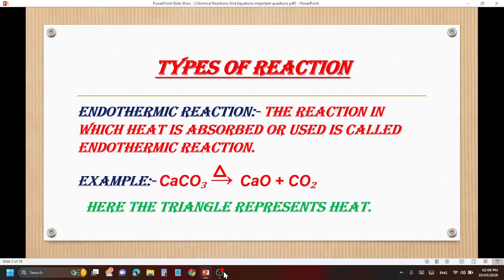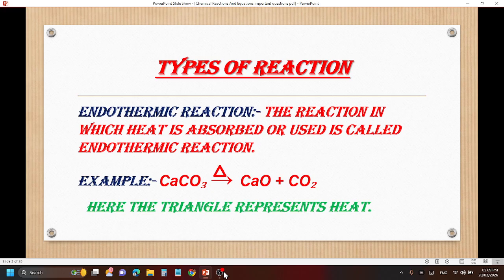Before starting the question session, we will be discussing some of the topics which we have left in our previous session. I have just presented some of the topics in front of you so that you can have a simple glance and revise them.